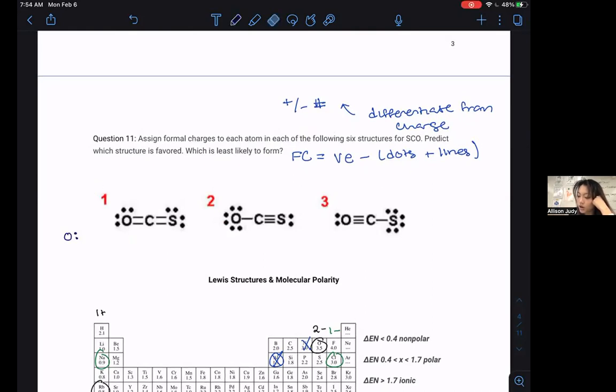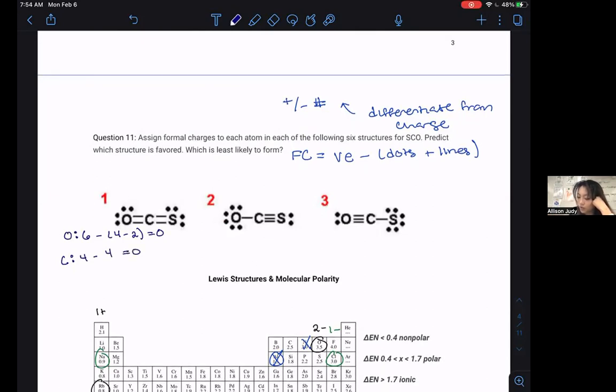Okay, number one structure. Oxygen initially brings in 6 valence electrons, but it has 4 dots and 2 lines around it. So what we get is 6 minus 6, 0. Let's look at carbon. Carbon initially brings in 4 valence electrons, and it has 4 lines around it, no dots. So we get a formal charge of 0. So we would do plus 0, plus 0. And sulfur, okay, brings in 6, and it has 4 dots and 2 lines around it, so 0. So that's kind of how we would solve the process.